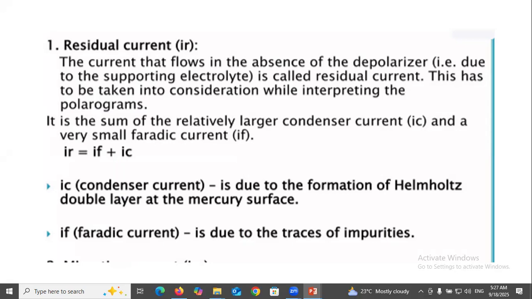It is the sum of the relatively larger condenser current IC and the very small Faraday current IF. Residual current equals Faraday current plus condenser current. Condenser current is due to formation of the Helmholtz double layer at the mercury surface. Faraday current is due to trace impurities.